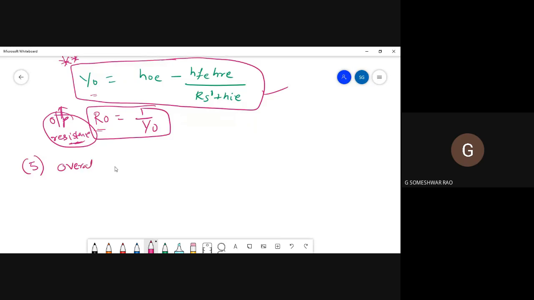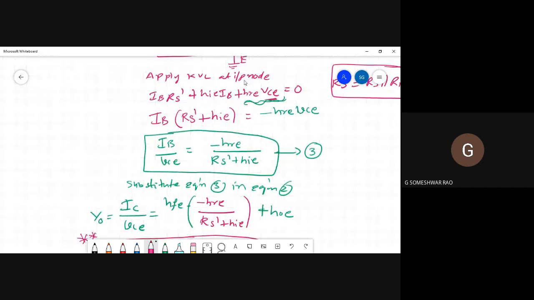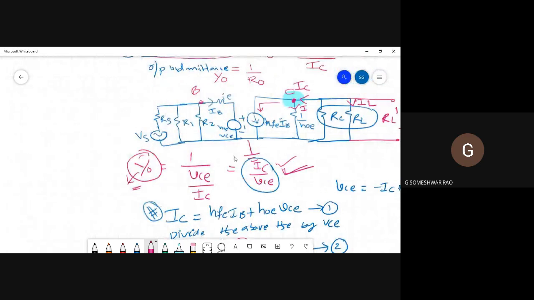Overall input resistance. Please put a subheading. Fifth parameter is overall input resistance Ri dash. The moment you see this, you have to go through the circuit diagram again, where we have kept Ri dash and R naught dash. That is very, very important.